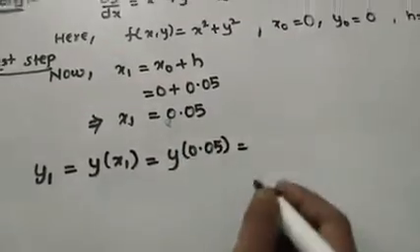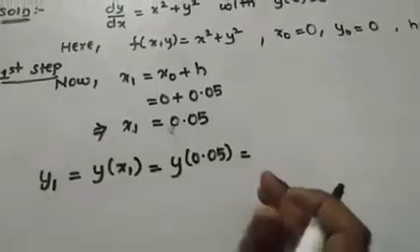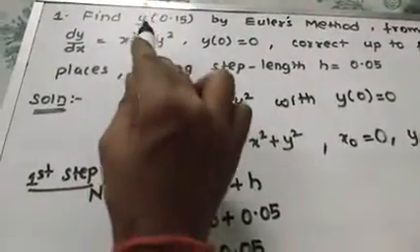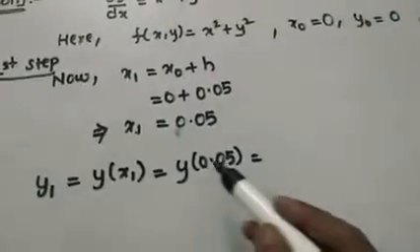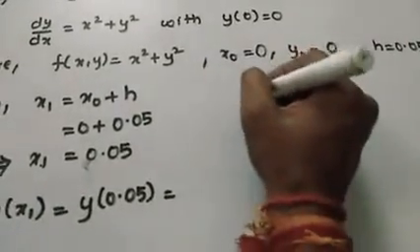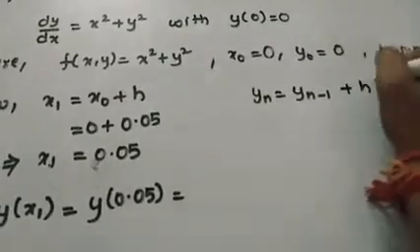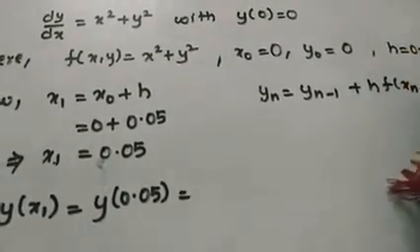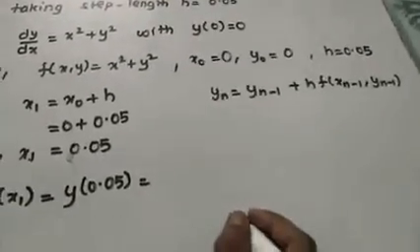0.05. Okay. See what we have to find in the question. Just remember y of 0.15. What we are finding here? y of 0.05. Now using the formula, what was the formula? yn equals yn minus 1 plus h into f of xn minus 1 comma yn minus 1. This was the formula.